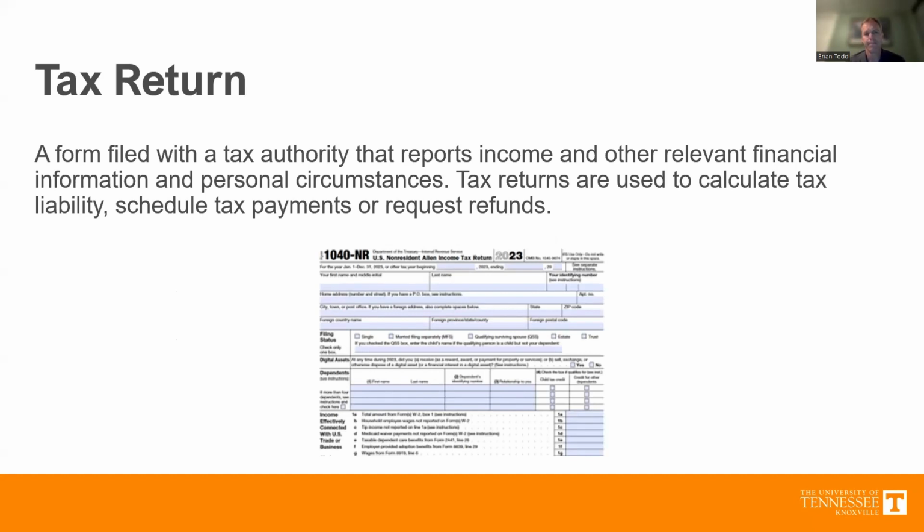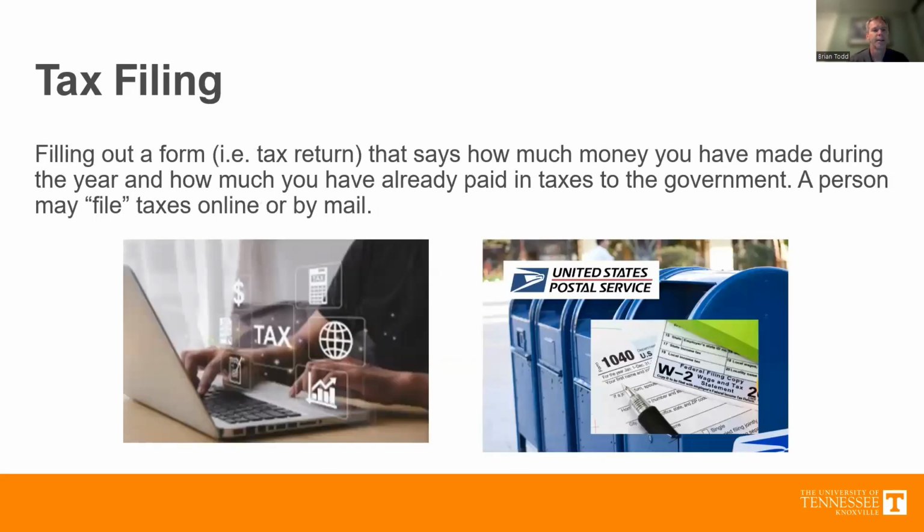So, this is a tax return. A tax return is a form filed with the tax authority that reports income and other relevant financial information and personal circumstances. So they are used to calculate tax liability, schedule tax payments, or request refunds. This is the 1040 NR, which is most often filed by tax non-residents. Next slide. Tax filing. You can do this. Filing means you're submitting or sending your tax form to the U.S. IRS tax agency. And on that, you say how much money you made during the year and how much you've already paid in taxes. You can either file it online or by mail. Non-residents will generally be filing by mail.